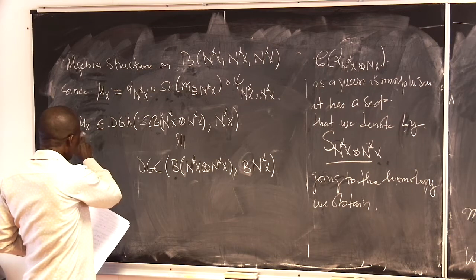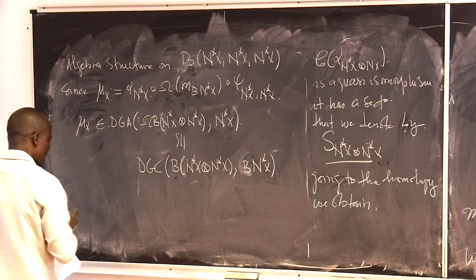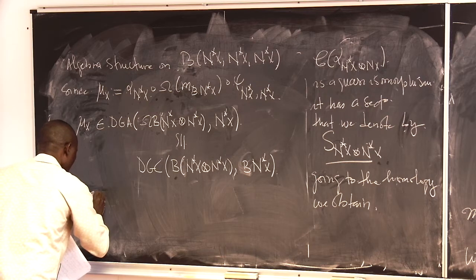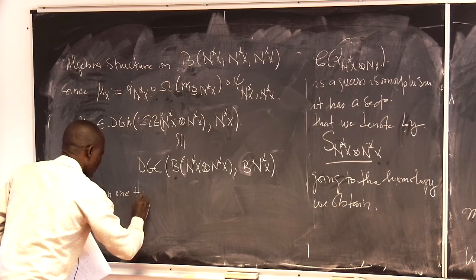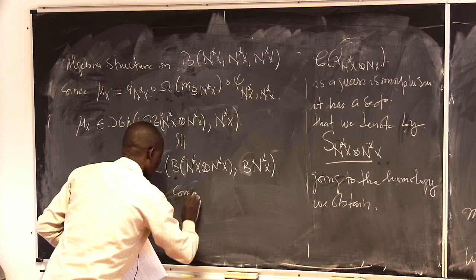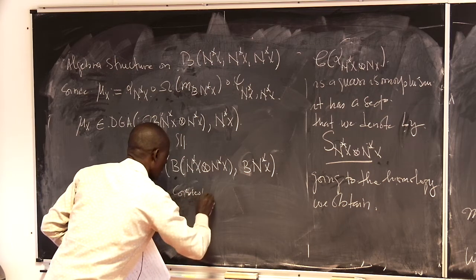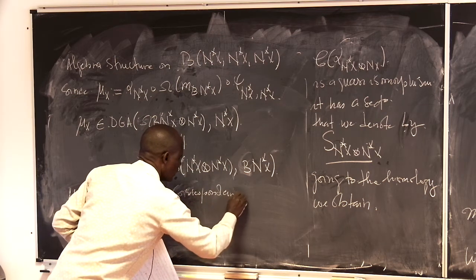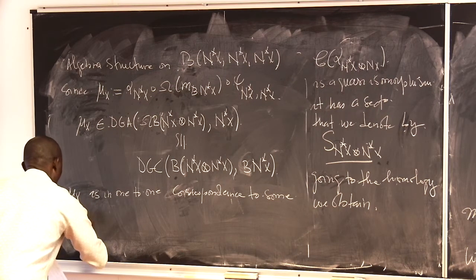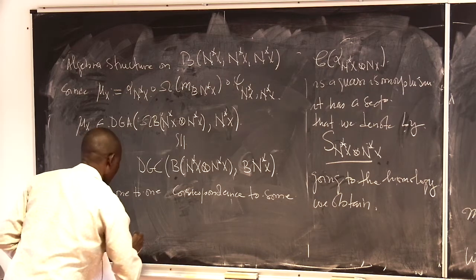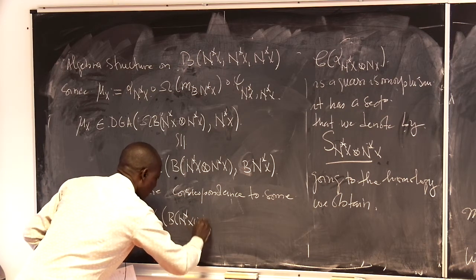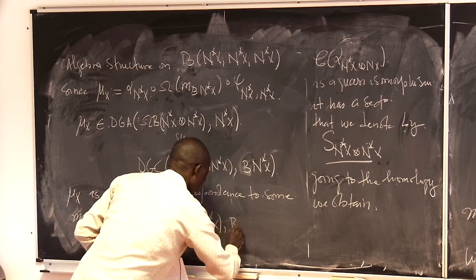So, to that isomorphism here, to that map here, the map of mu X is in one-to-one correspondence to some maps, denote it by mu, on the B NX tensor NX to B NX.